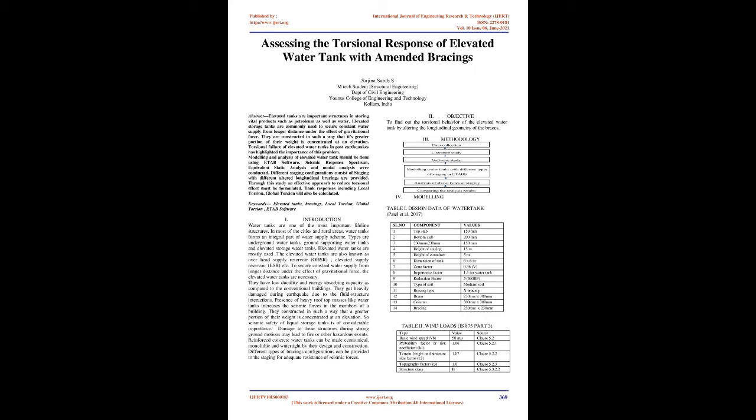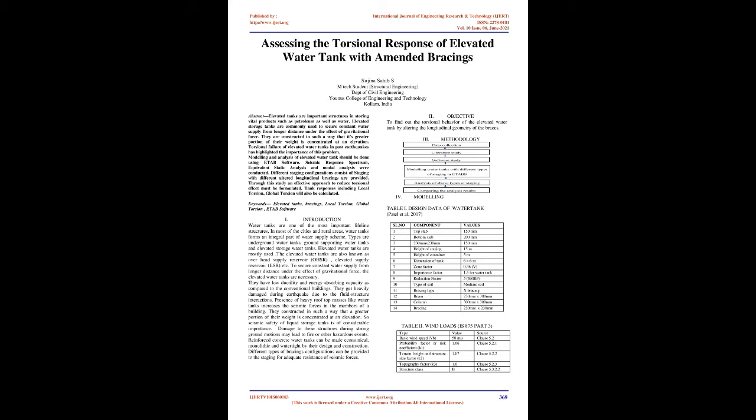2. Objective: to find out the torsional behavior of the elevated water tank by altering the longitudinal geometry of the braces. 3. Methodology. 4. Modeling. Table 1: Design data of water tank, Patel et al., 2017. Components: top slab, bottom slab, height of staging, height of container, dimension of tank, zone factor, importance factor, reduction factor, type of soil, bracing, beam, column. Values: 150 mm, 200 mm, 150 mm, 15 m, 5 m, 6 x 6 m, 0.36, 1.5 for water tank.